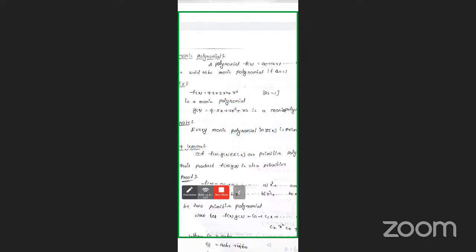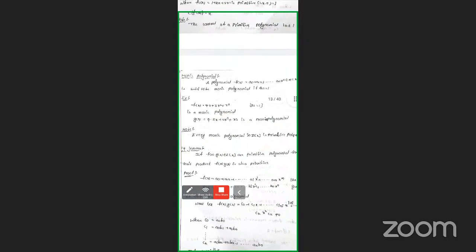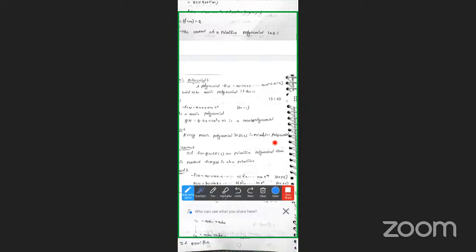Okay. Next note point. Every monic polynomial in Z of x is always a primitive polynomial, because the GCD of the coefficients of a monic polynomial is always 1. Therefore it is always a primitive polynomial. Okay. So next, the theorem.